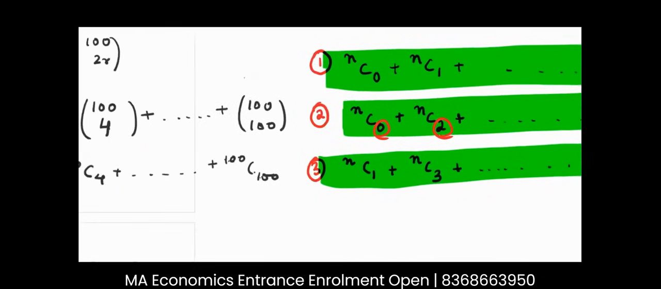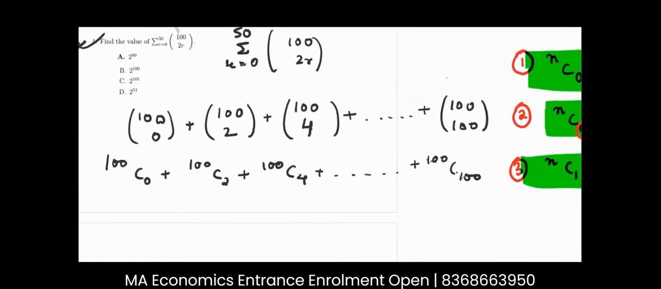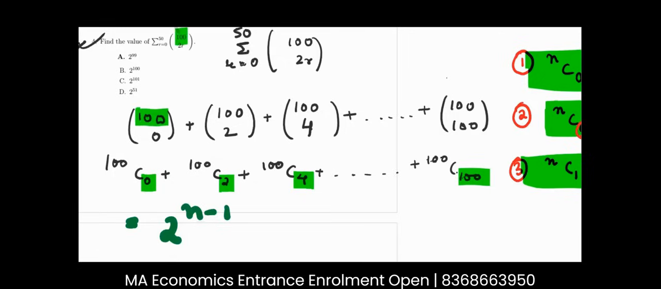Now let's go here and check. Here I'm just taking the even ones, so the sum is going to be 2 raised to the power n minus 1. And what is n here? n is 100. So this is going to be 2 raised to the power 100 minus 1, which is 2 to the power 99. So the answer is A.